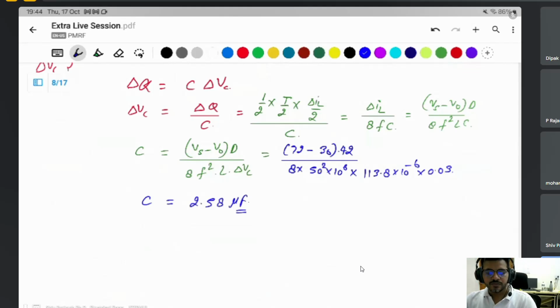Okay, once the capacitor and inductor values are there, you can calculate them and apply them to your system.